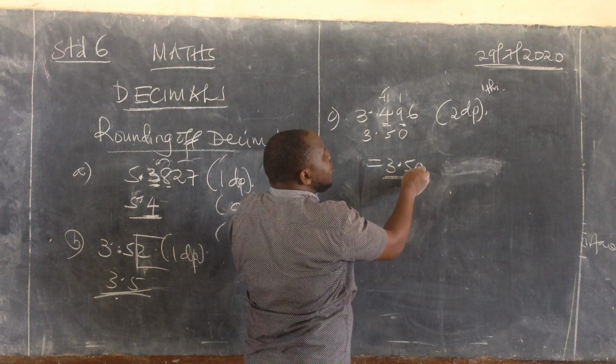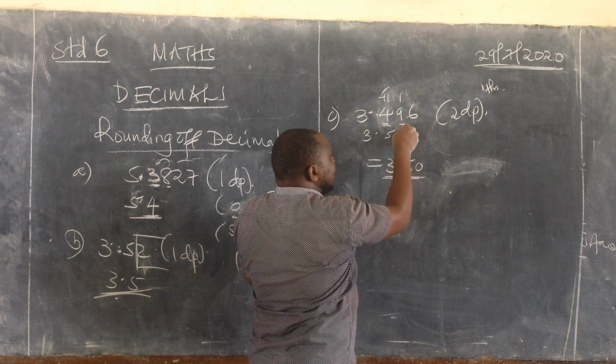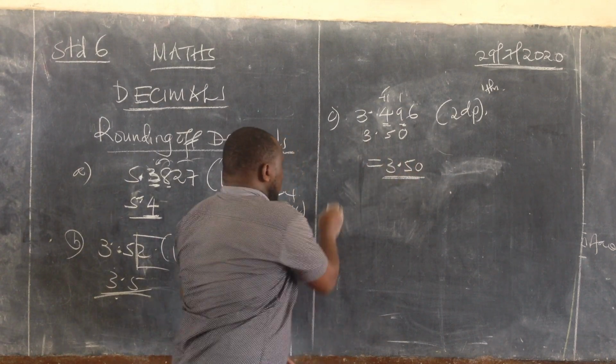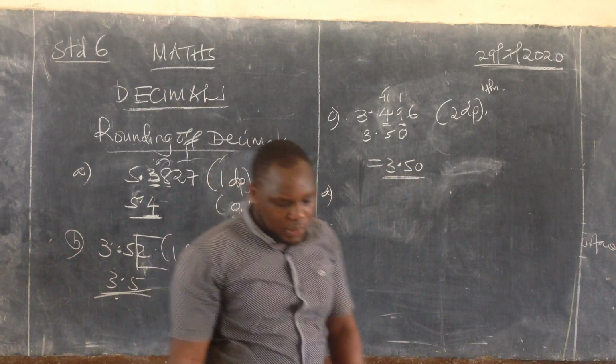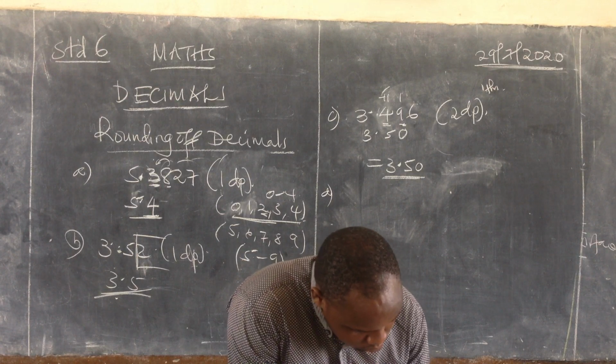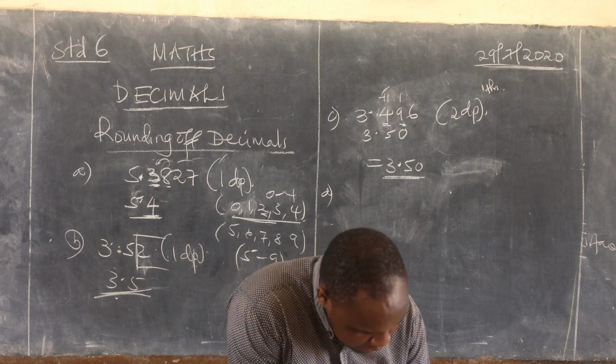So this 0 is very, very important. Don't ignore it. Because we consider this number to make this 10, carry 1 here, and it becomes 3.50. Maybe we have another digit. You can have another example, round off to 2 decimal places.